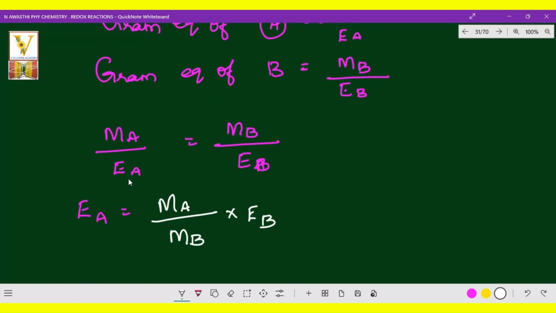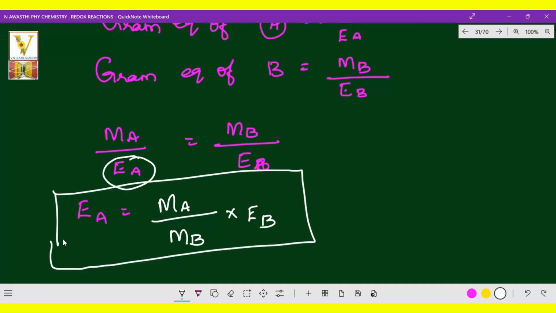So, MA by EA equal to MB by EB. This one we have to ask. That means that is the question, we have to find out EA only. So when we bring out EA, it is MA by MB into EB. So this is the answer. We have to identify EA equal to MA by MB into EB.